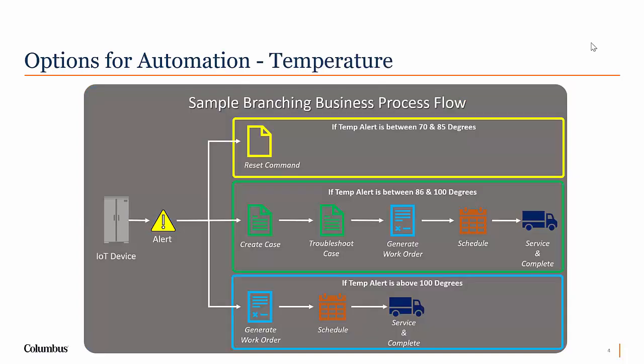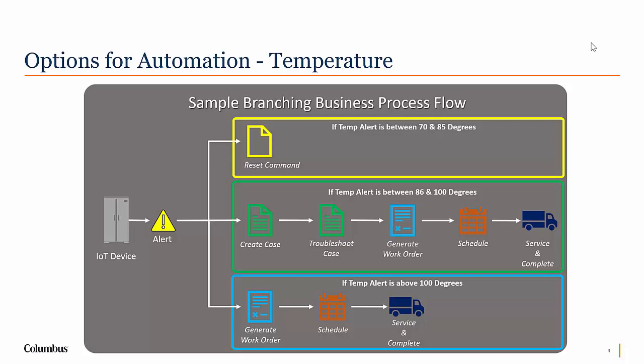So if we look into that in a little bit more detail, let's say in this situation, we've got a temperature alert, and that temperature anomaly comes through via an IoT message. And then we make decisions in the workflow. So, for instance, in this situation, if the temperature alert is between 70 and 85 degrees, we can do an automated reset. We can send a command back to the IoT device to do a reset and see if that fixes the problem. Now, if the temperature alert is between 86 and 100 degrees, what we may want to do is have a little bit of a manual review of this.